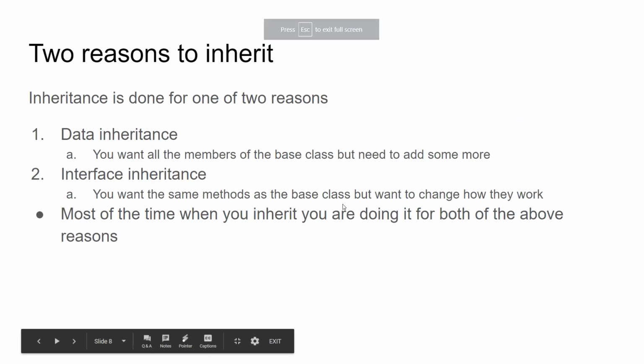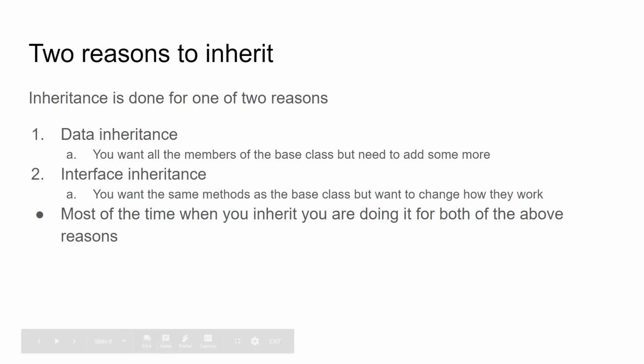There are generally two reasons to inherit. One is data inheritance. You want all the members of that base class, all the methods as well, but you need to add some more stuff on top of it to make it be whatever you need it to be. The other type is interface inheritance, where you want the same methods as the base class, but you want to be able to change how they work. They work a little bit differently for me as the child. And a lot of times you inherit for both reasons. I want all the members of my parent, plus I might want to change how some of those things work.